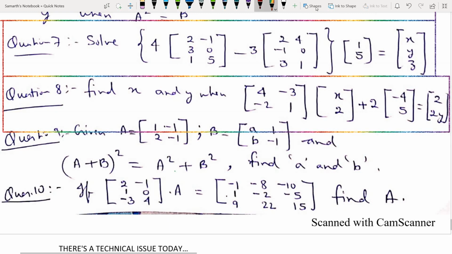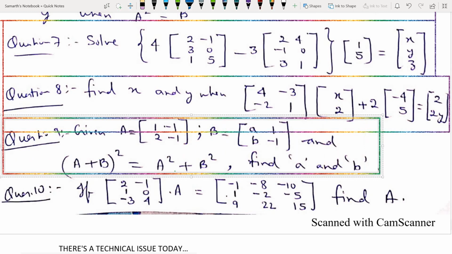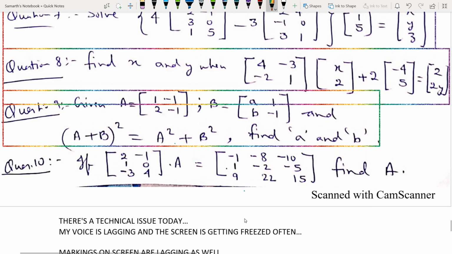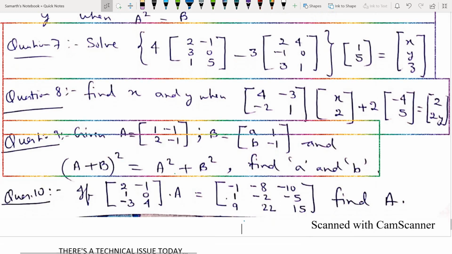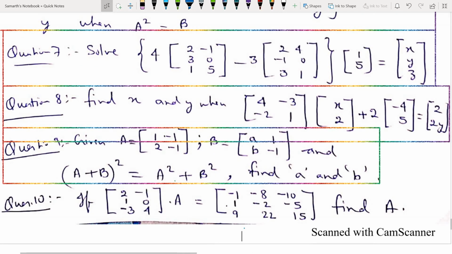Then question number 9 also, A is 1, minus 1, 2 and minus 1, B is a, 1, b, minus 1, and (A plus B) whole square is equal to A square plus B square. This is the given condition. You have to find the value of a and b. Means you have to apply this condition, (A plus B) whole square is equal to A square plus B square.